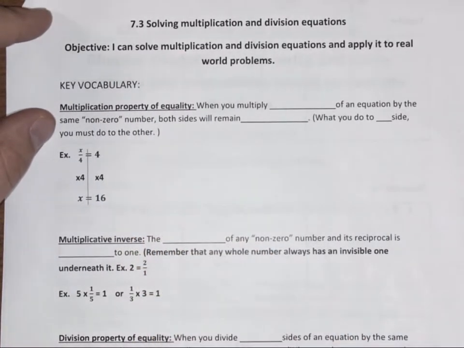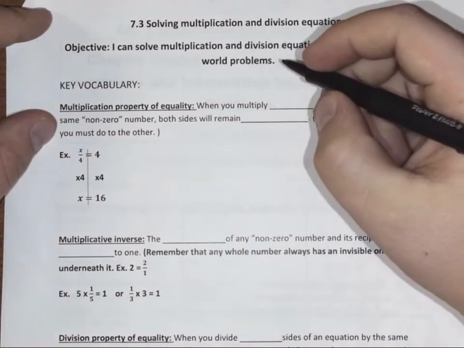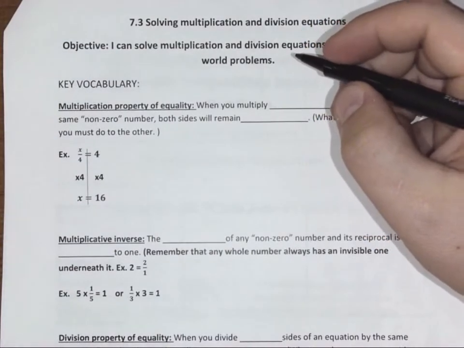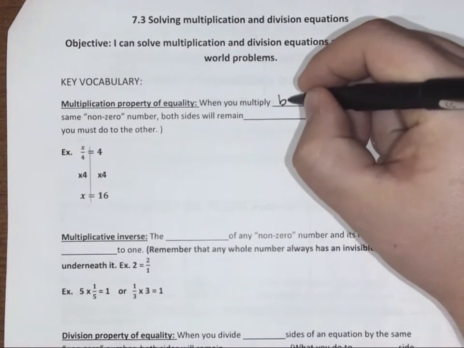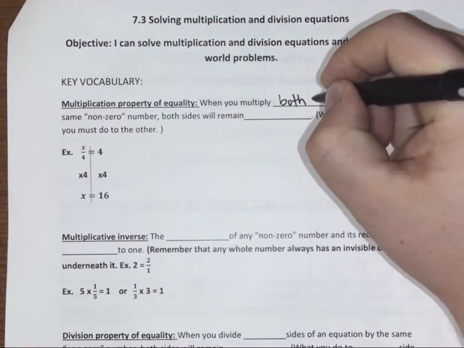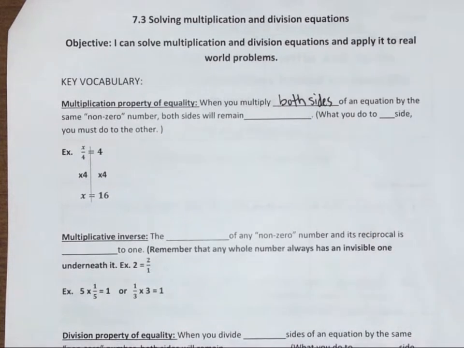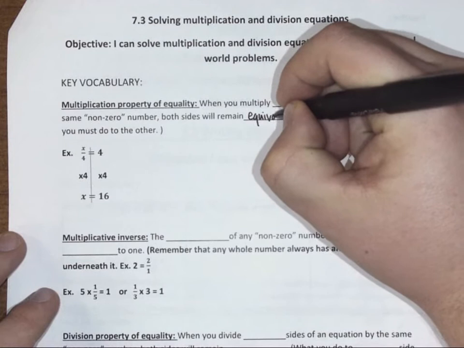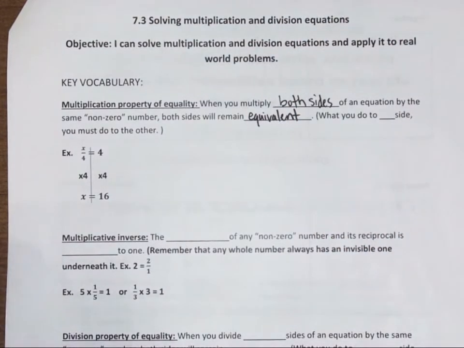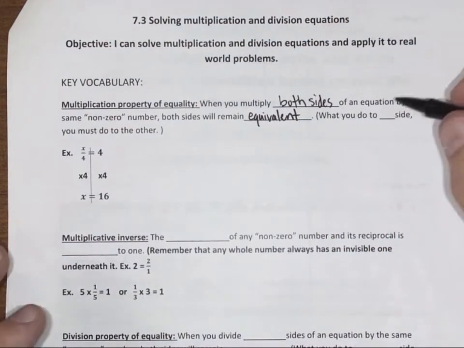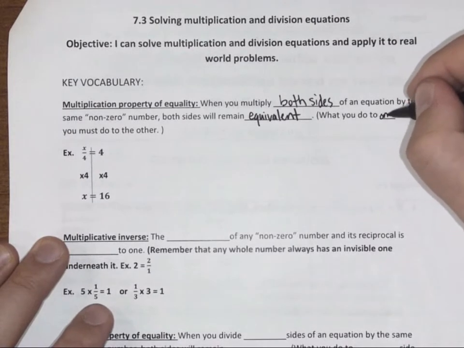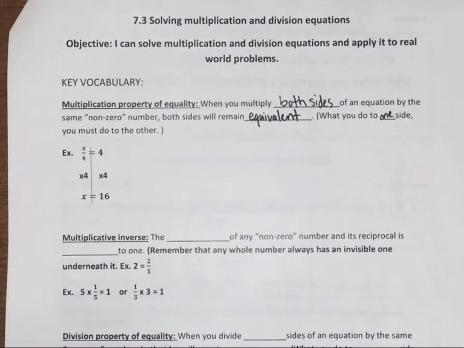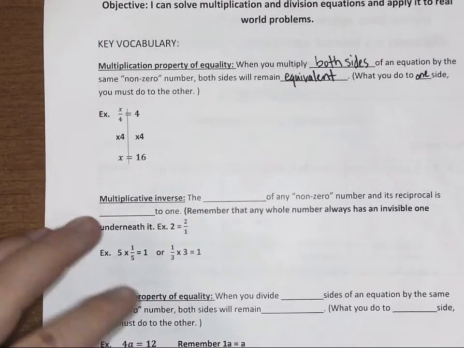The multiplication property of equality states that when you multiply both sides of an equation by the same non-zero number, both sides will remain equivalent, or in other words, what you do to one side, you must do to the other. Let's look at an example.